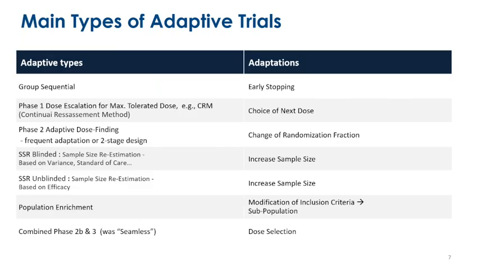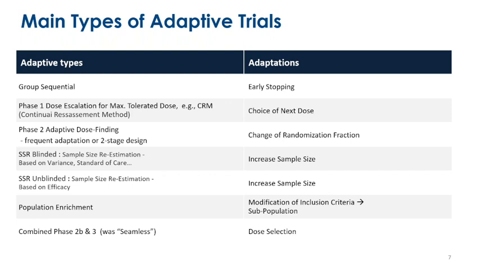The types of adaptive designs are on this slide. We're probably all familiar with group sequential designs that permit early stopping for efficacy conclusions or futility. In phase 1, there are dose escalation designs to identify the maximum tolerated dose, and the continual reassessment method is a classic example of that. The adaptation is to choose the next dose. In phase 2, there's adaptive dose finding. That's going to be the focus of the remainder of this talk.